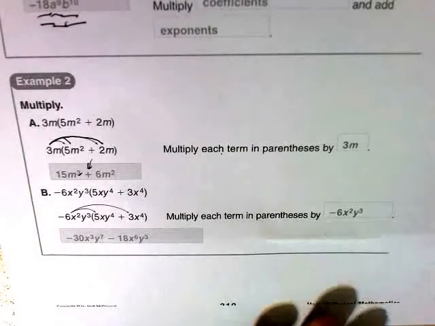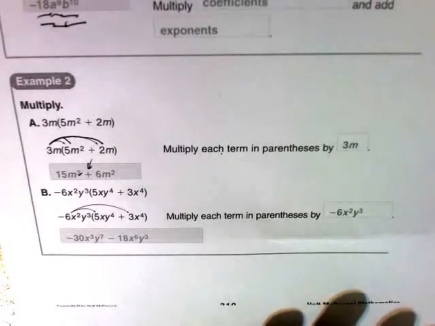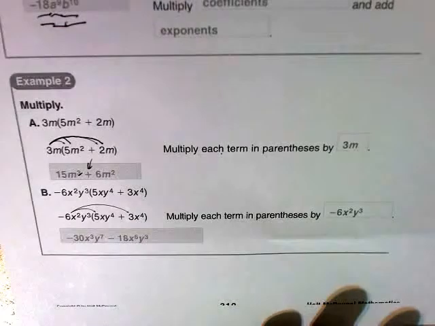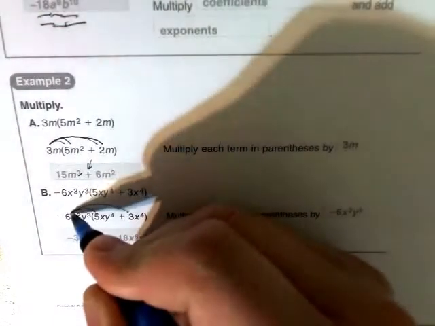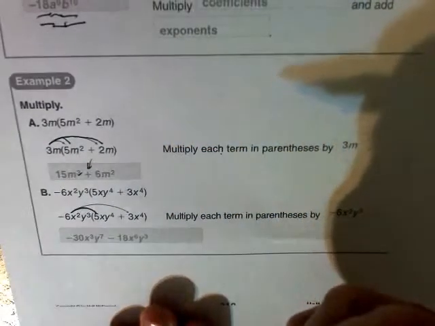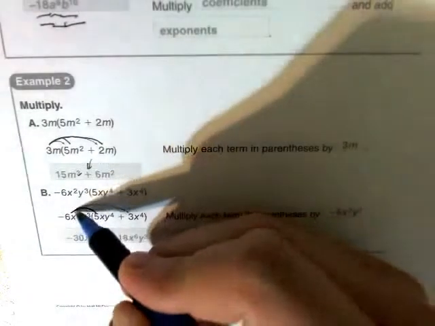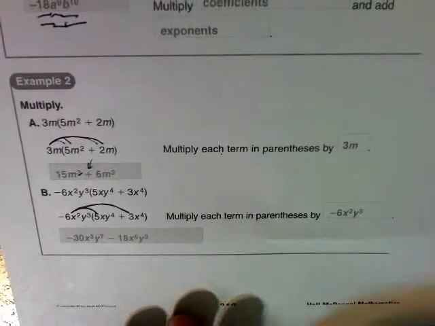Now as we take a look at question number 2, it says negative 6x squared y cubed being multiplied by the polynomial 5x y to the fourth added to 3x to the fourth. So again, this is more distributive property, me taking what's in front of the parentheses and multiplying it through to the things that are inside the parentheses. So the negative 6x cubed y squared has to be multiplied through to 5xy to the fourth. It also has to be multiplied through to 3x to the fourth.